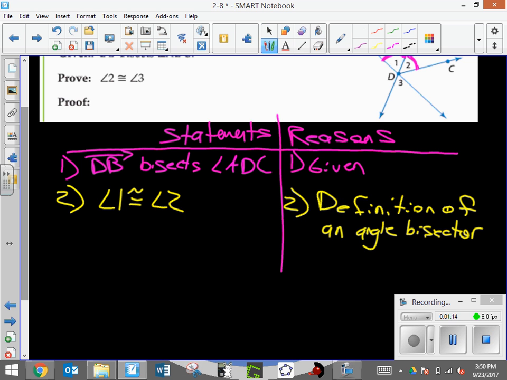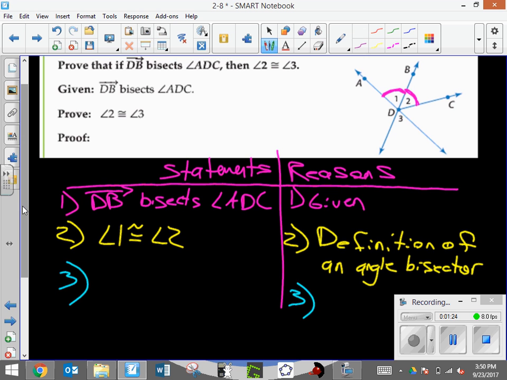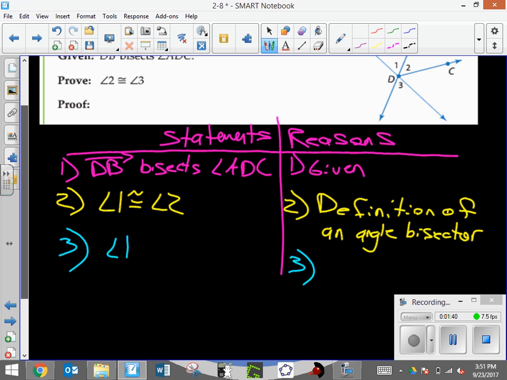Now, step 3. Somehow I have to link angles 2 and angles 3 together. So let's get angle 3 in the picture here. Well, we start looking at the picture, and in fact, there's a relationship between angle 1 and angle 3. Those angles are also congruent. I'm going to write that statement down first.